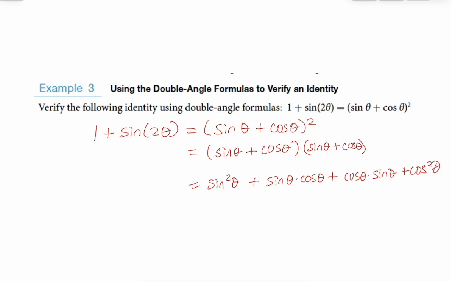Now, what do we have to work with? Well, at this point, let's talk about these things right here. This is almost like saying x times y and y times x. They are like terms. Multiplication's order doesn't matter. 2 times 3 is the same as 3 times 2. Sine times cosine is the same as cosine times sine. So I have one of these plus one of these. I have a total of 2 of those things.